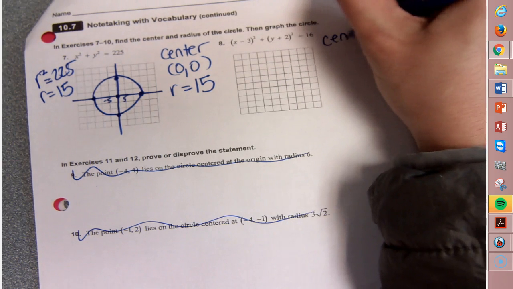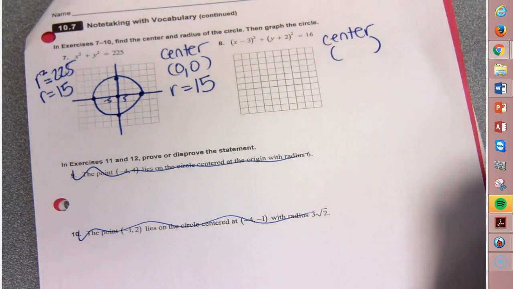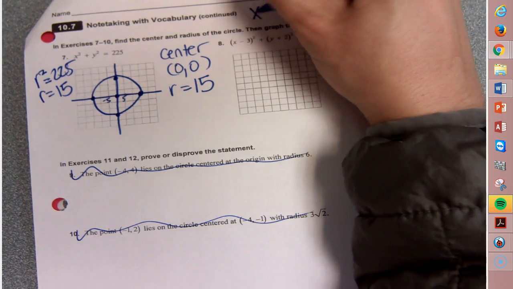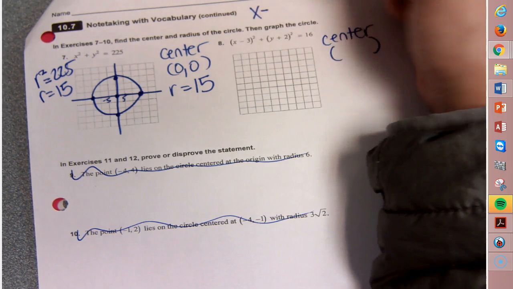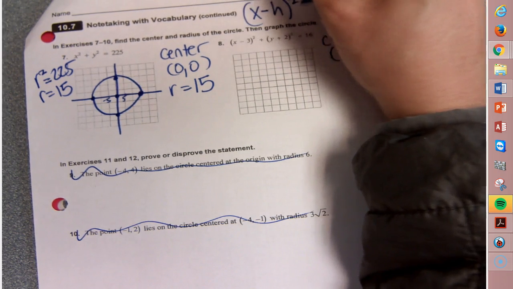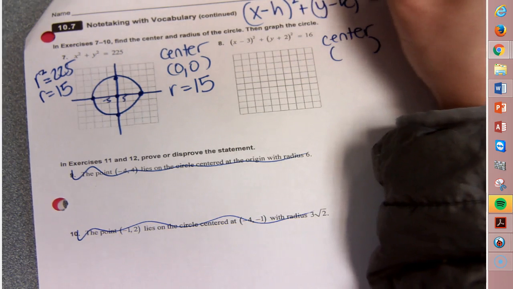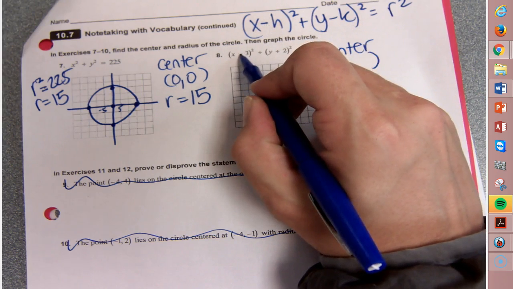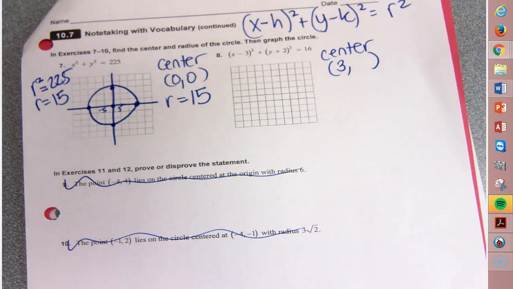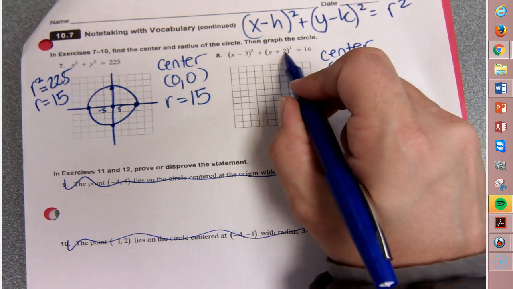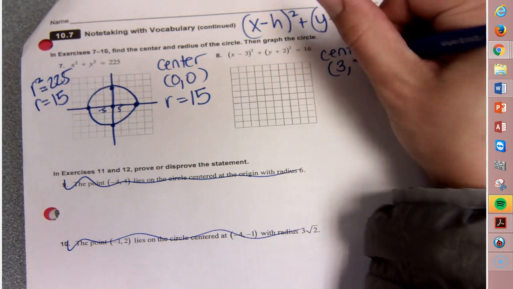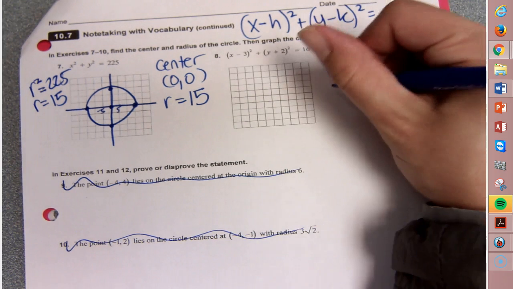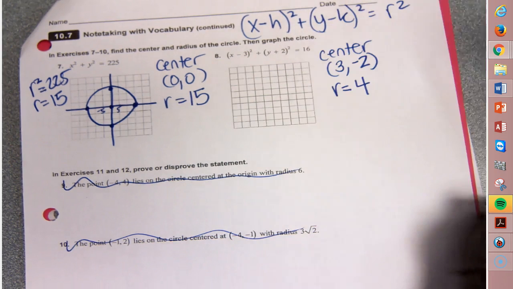Okay, for number 8, the center is, now be careful because when you're pulling it out, because there was a negative sign in the formula, here's the formula again, it's going to be the opposite sign. So there's a subtraction sign in the formula, so H is just 3. And then K would be a negative 2, the opposite sign. Okay, the radius would be the square root of 16, which is 4.